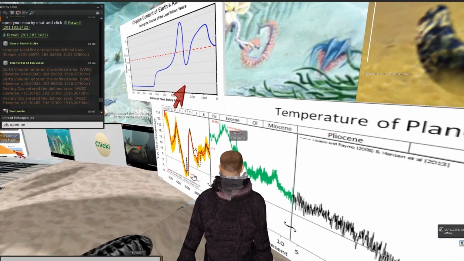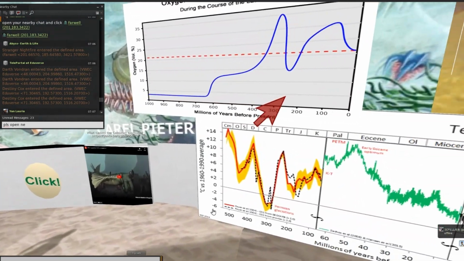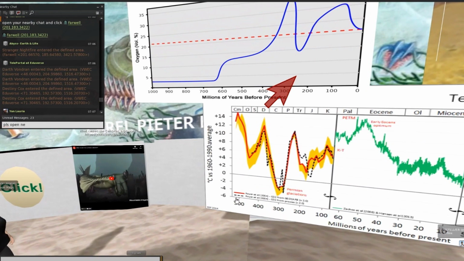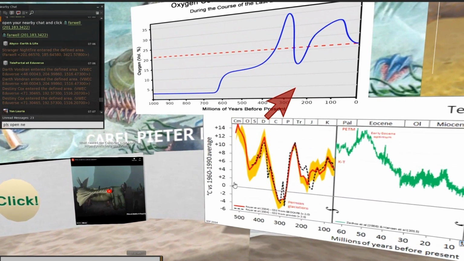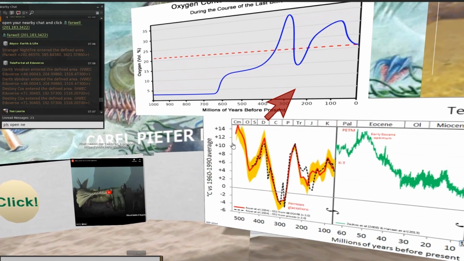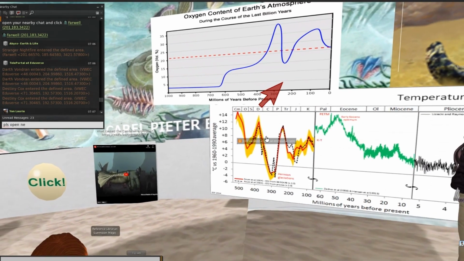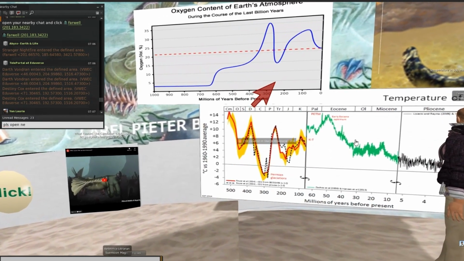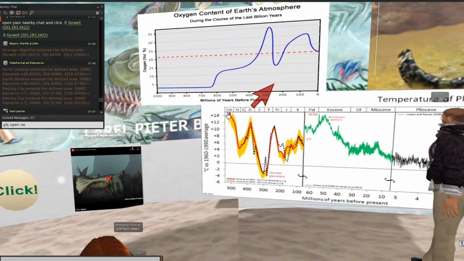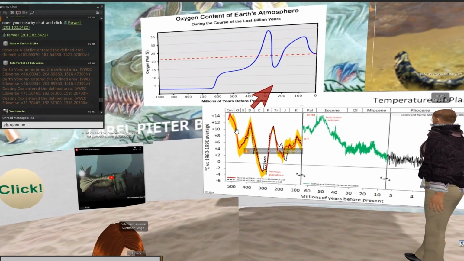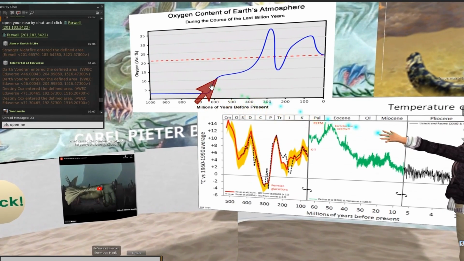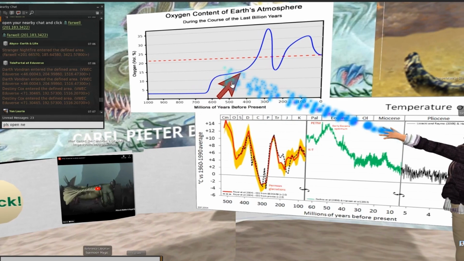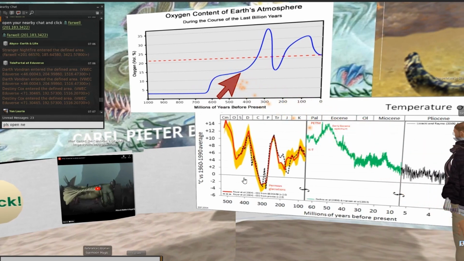And this chart, 540 million years ago, the Cambrian explosion started. And this is temperature, so a warm age, and oxygen is increased, and multicellular living things increased.